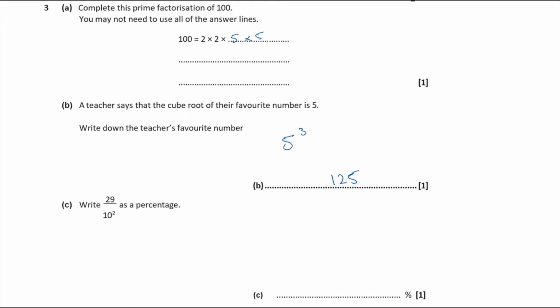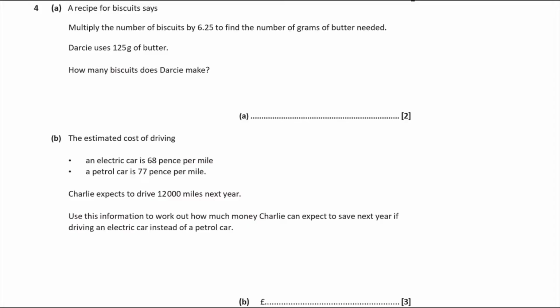Write down 29 over 10 squared as a percentage. Well, 10 squared is 100, so it's already as a fraction over 100. So that's just 29%. It's an easy question. 29%.